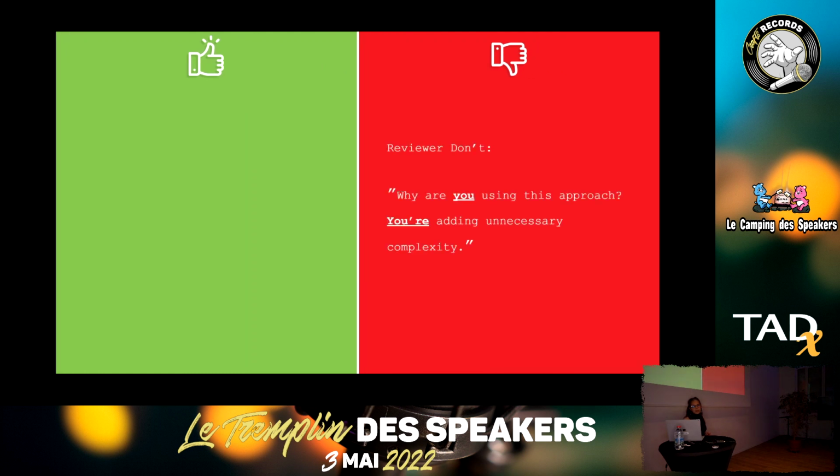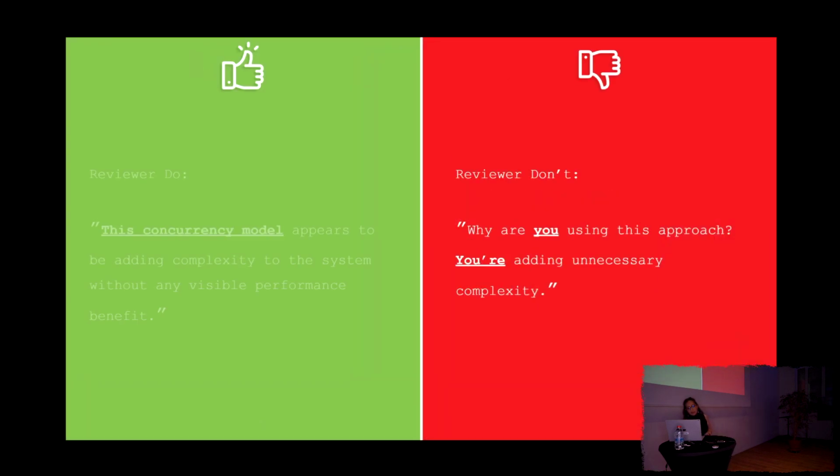Here's a small example of feedback that a reviewer had for a pull request. So he's saying, why are you using this approach? You are adding unnecessary complexity. While it's supposed to be better to be written that way, this concurrency model appears to be adding complexity to the system without any visible performance benefit.